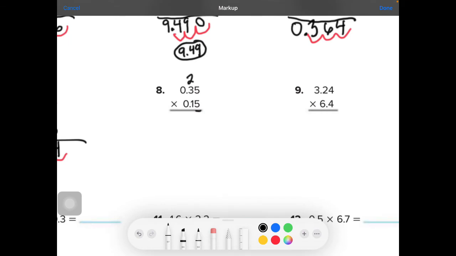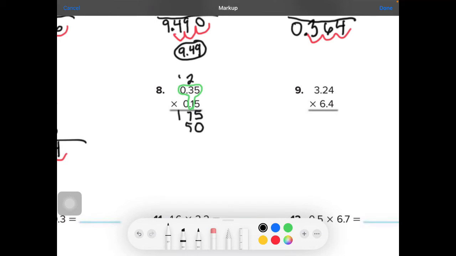Number 8. 5 times 5 is 25. 5 times 3 is 15, 16, 17. 5 times 0 is 0. Bring down the 1. That's where I see the biggest mistakes, is when you times by 0, you forget to bring down the answer that's on top.